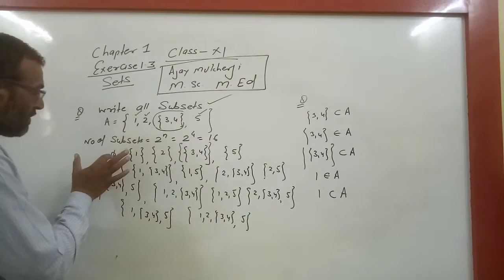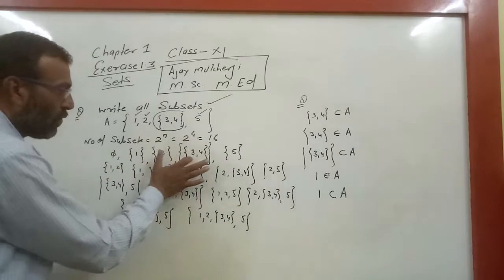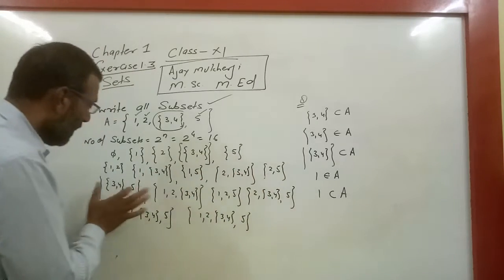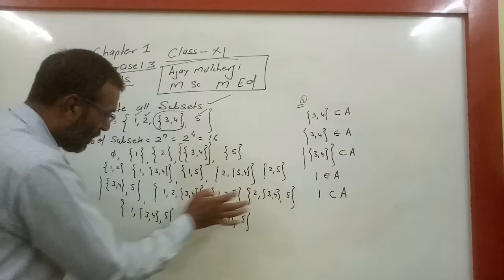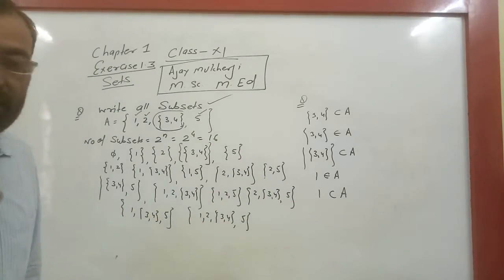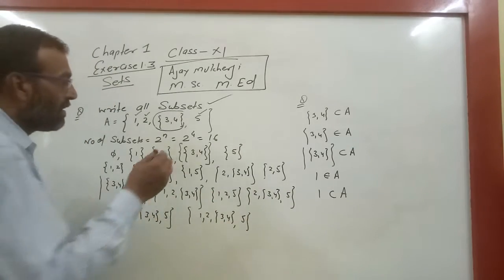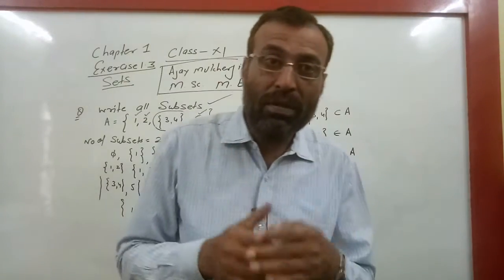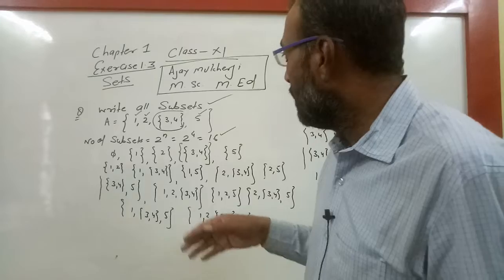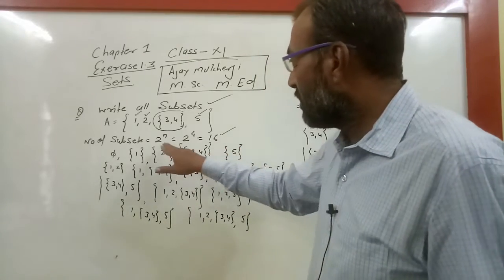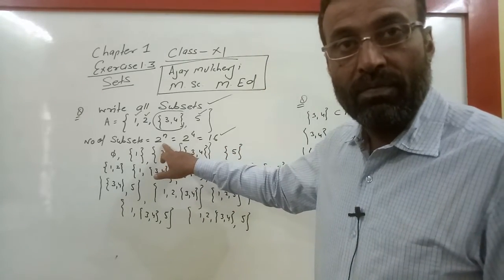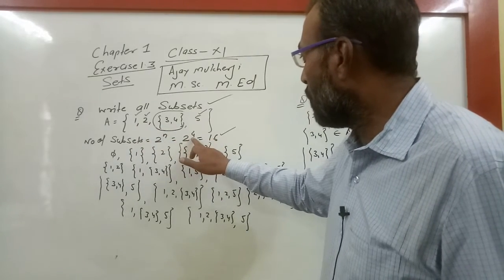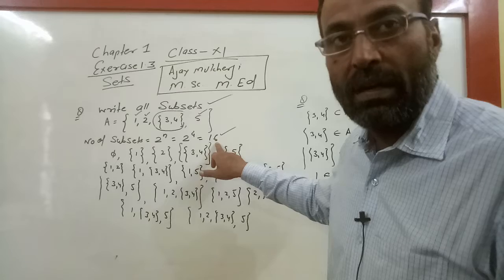So total, look at this: 1, 2, 3, 4, 5, 6, 7, 8, 9, 10, 11, 12, 13, 14, 15, 16. 16 subsets are there. How do we make the subsets? The formula is 2 raised to power n, and n is 4 here, so 16 subsets are there.